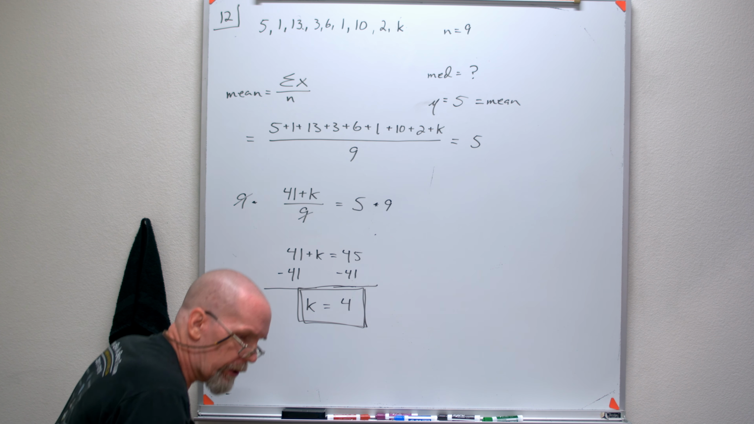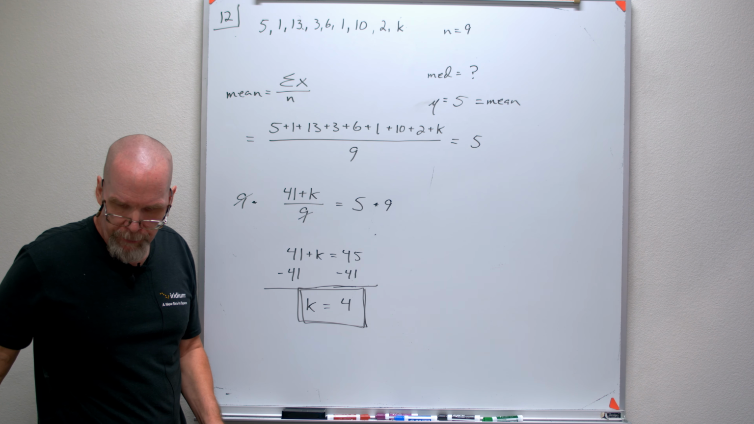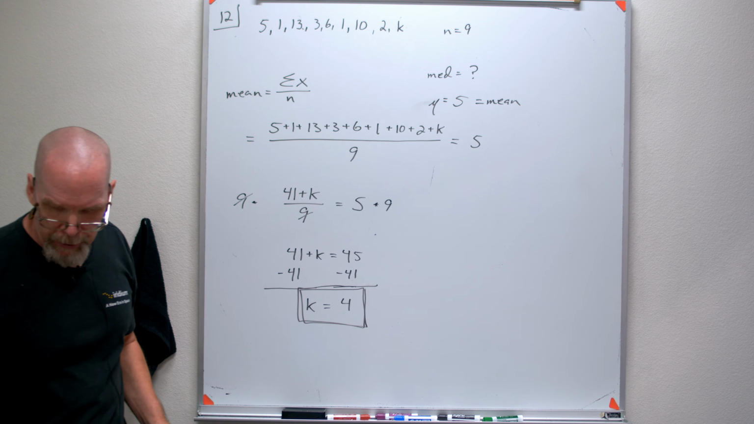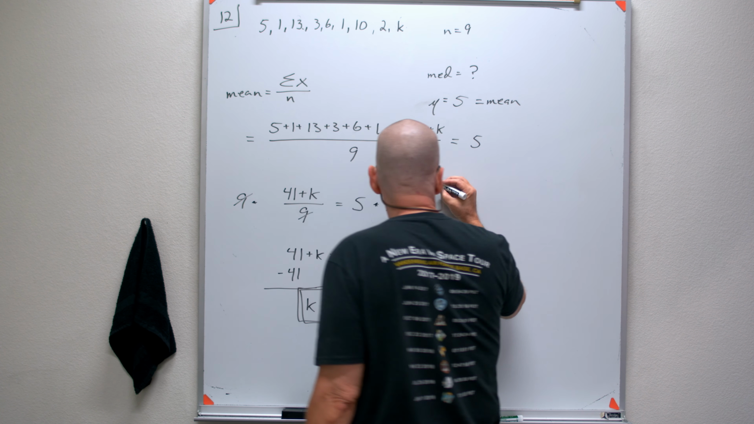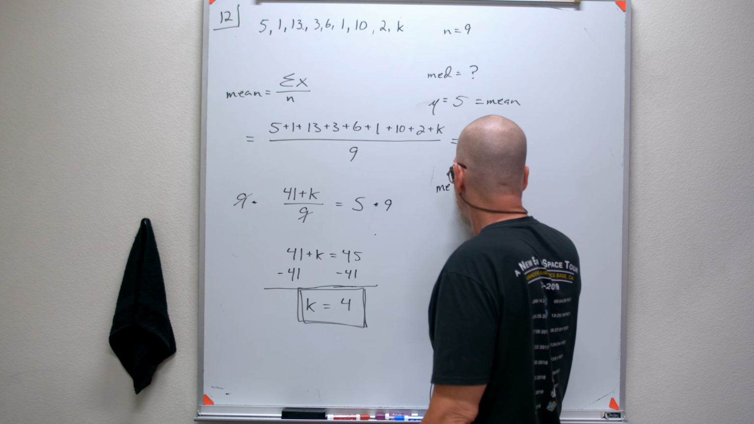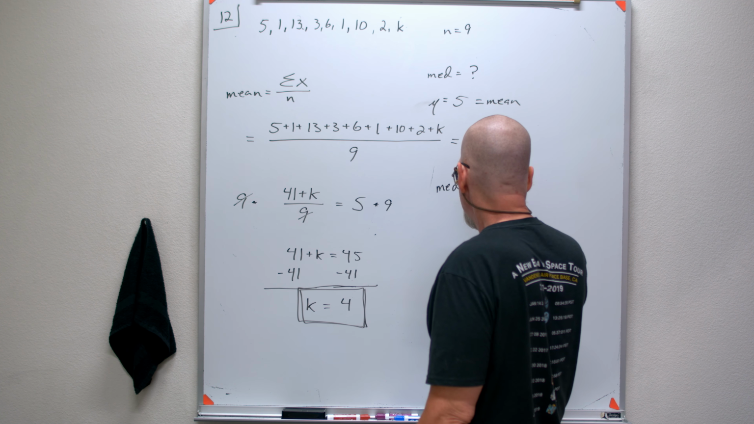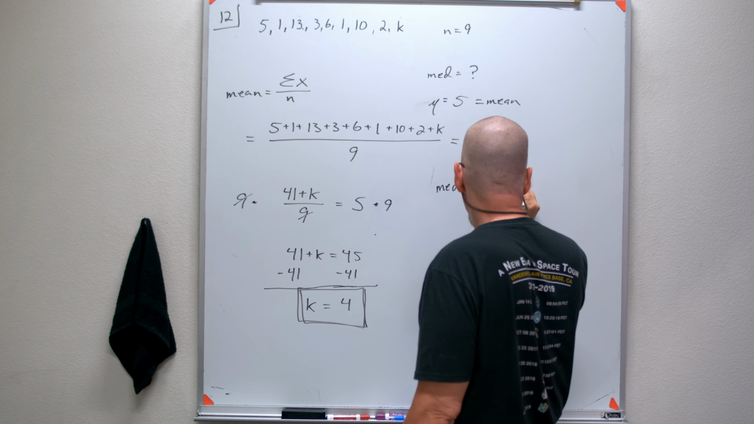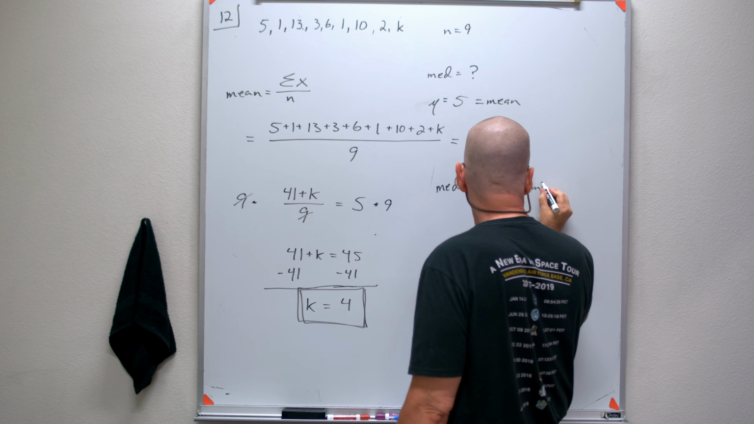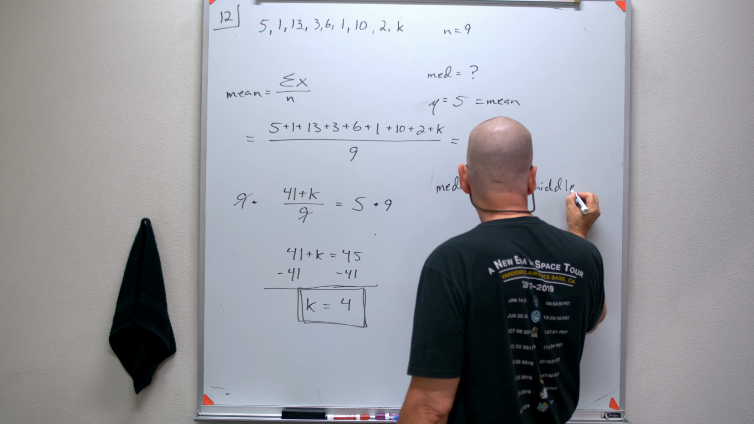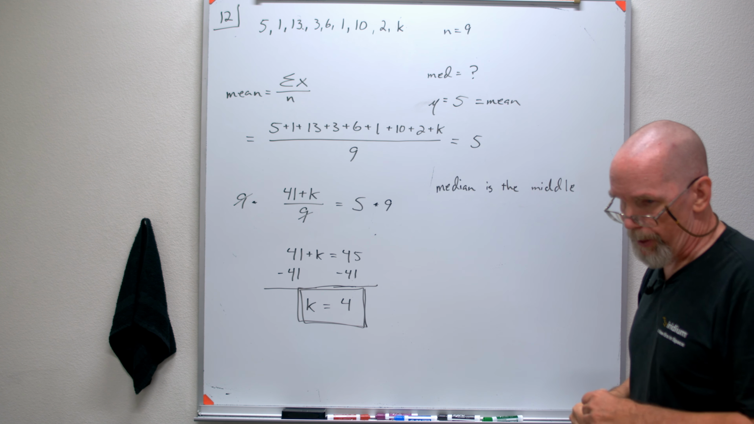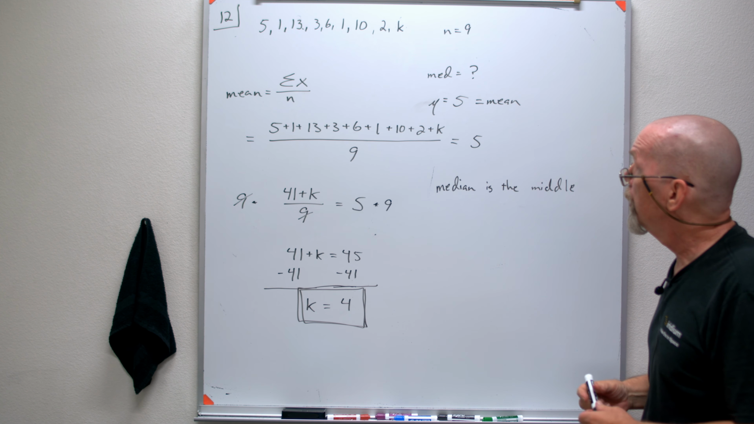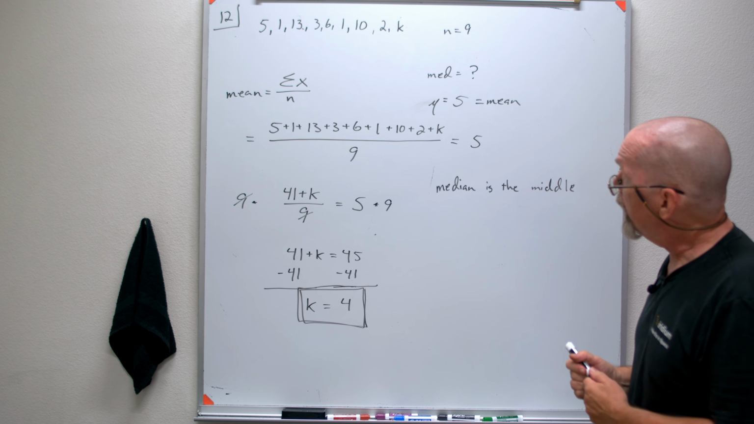All right, the question in your book asks for the median of your data set. Median is the middle value, right? So to get a middle value, we have to rank them. When we didn't know what the value of k was, it was kind of difficult to rank them because where would k be in that mess? Now it's kind of easy to see.